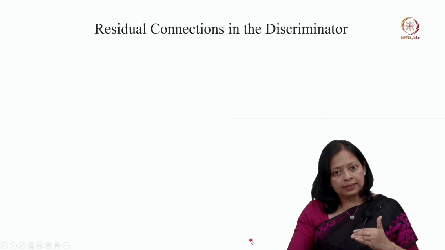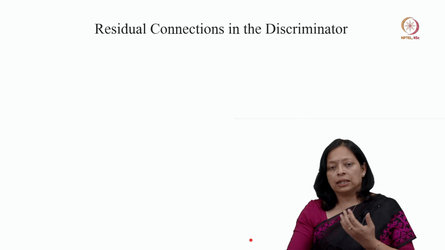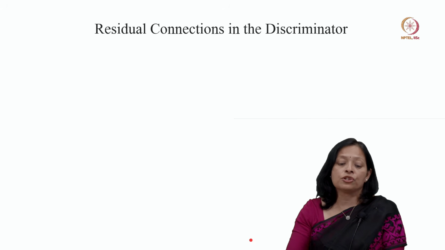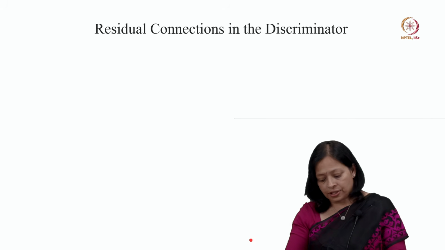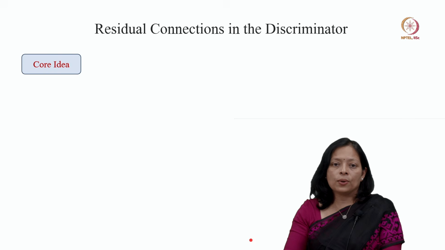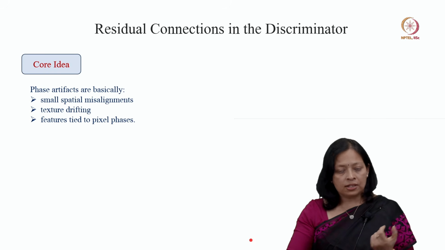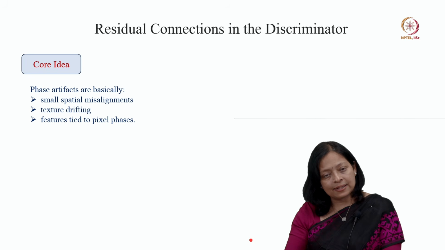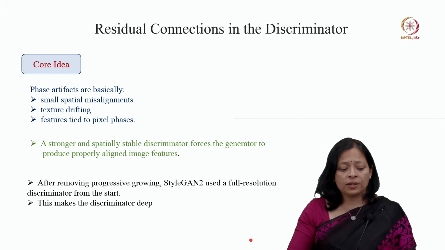Then the third step that the scientists have taken to get out of this phase artifact problem is residual connections in the discriminator. So skip connections in the generator and residual connections in the discriminator. What is the core idea here? The phase shifts are basically coming from spatial misalignment or texture drifting, or the features being tied to the pixels. That is the main reason for phase shift artifacts coming into the picture.